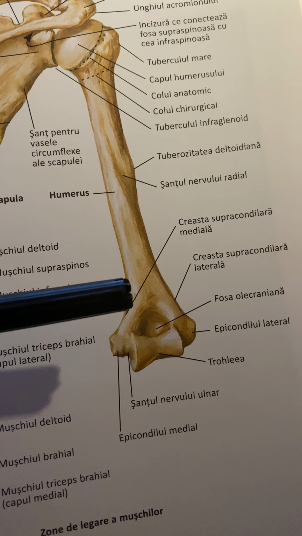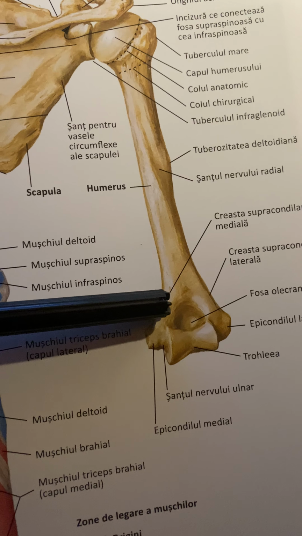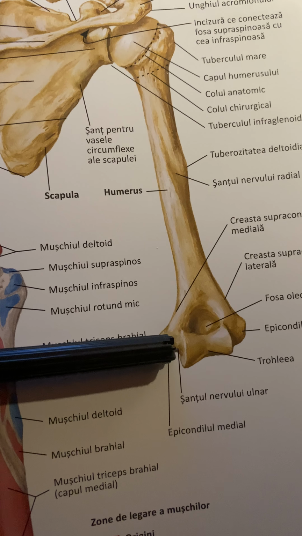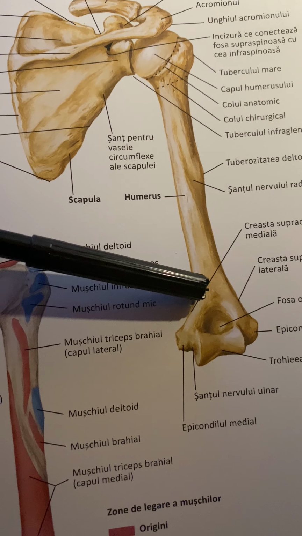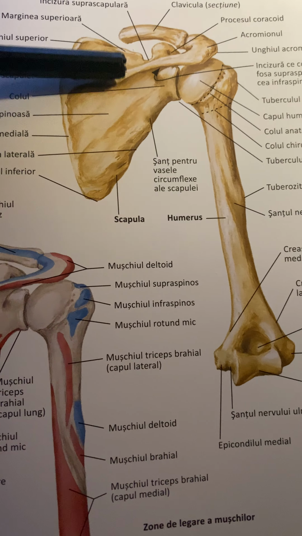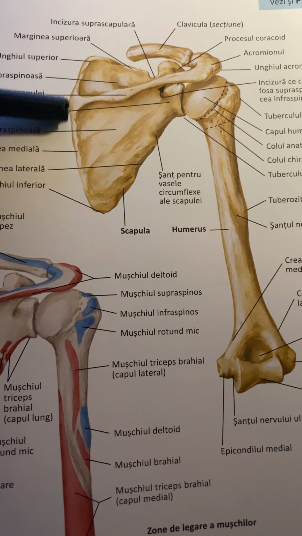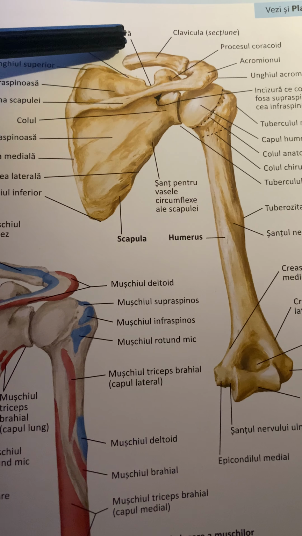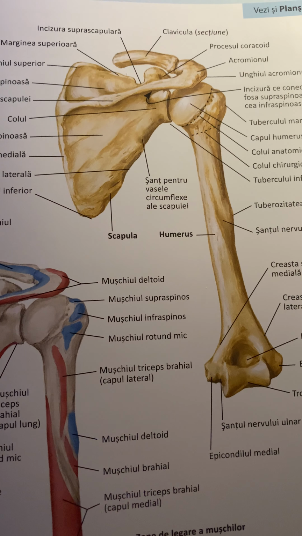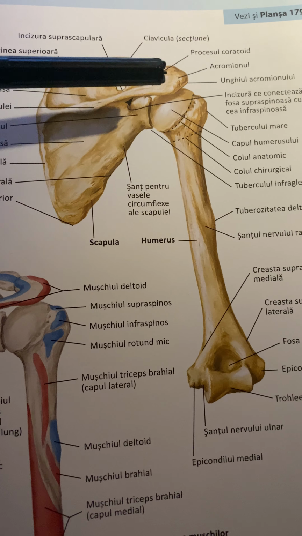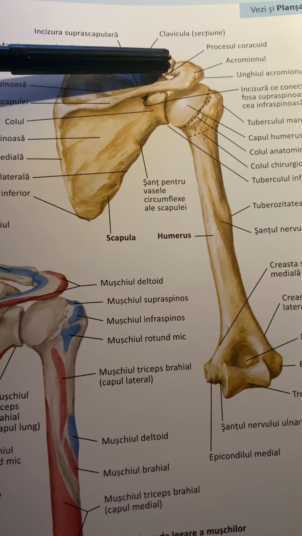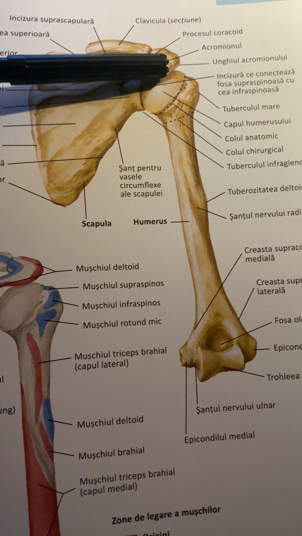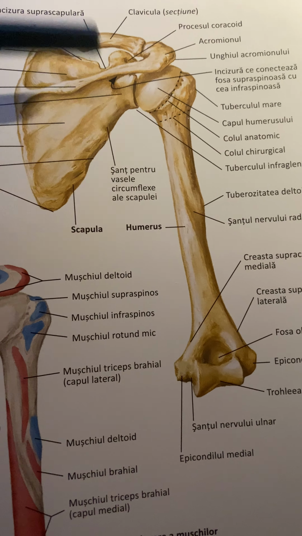So here you can still see the medial epicondylum, because this part is actually facing the body. Because here you can see the scapula, here you can see the clavicle, here you can see the acromion, and this is going to be the humeroscapular joint, or the joint of the shoulder.